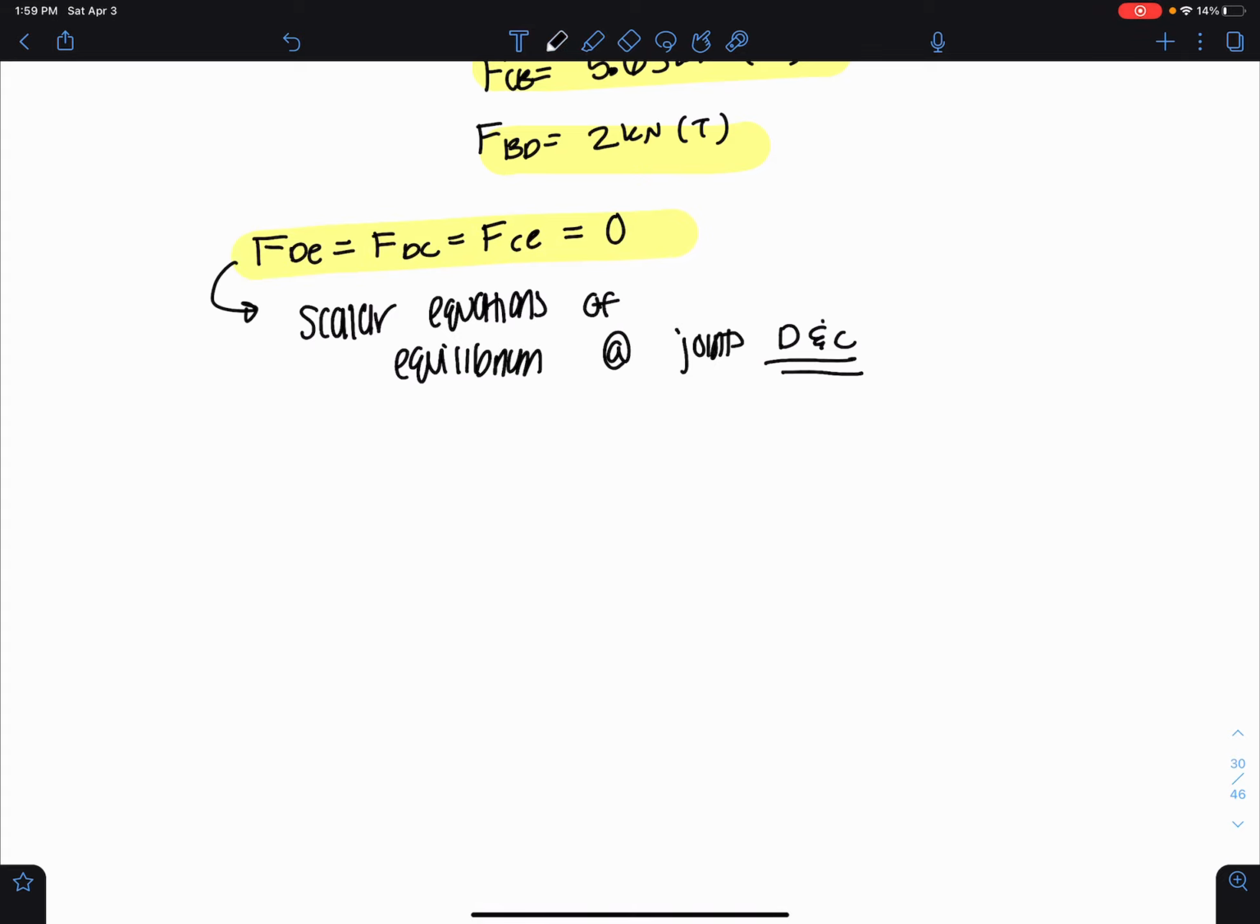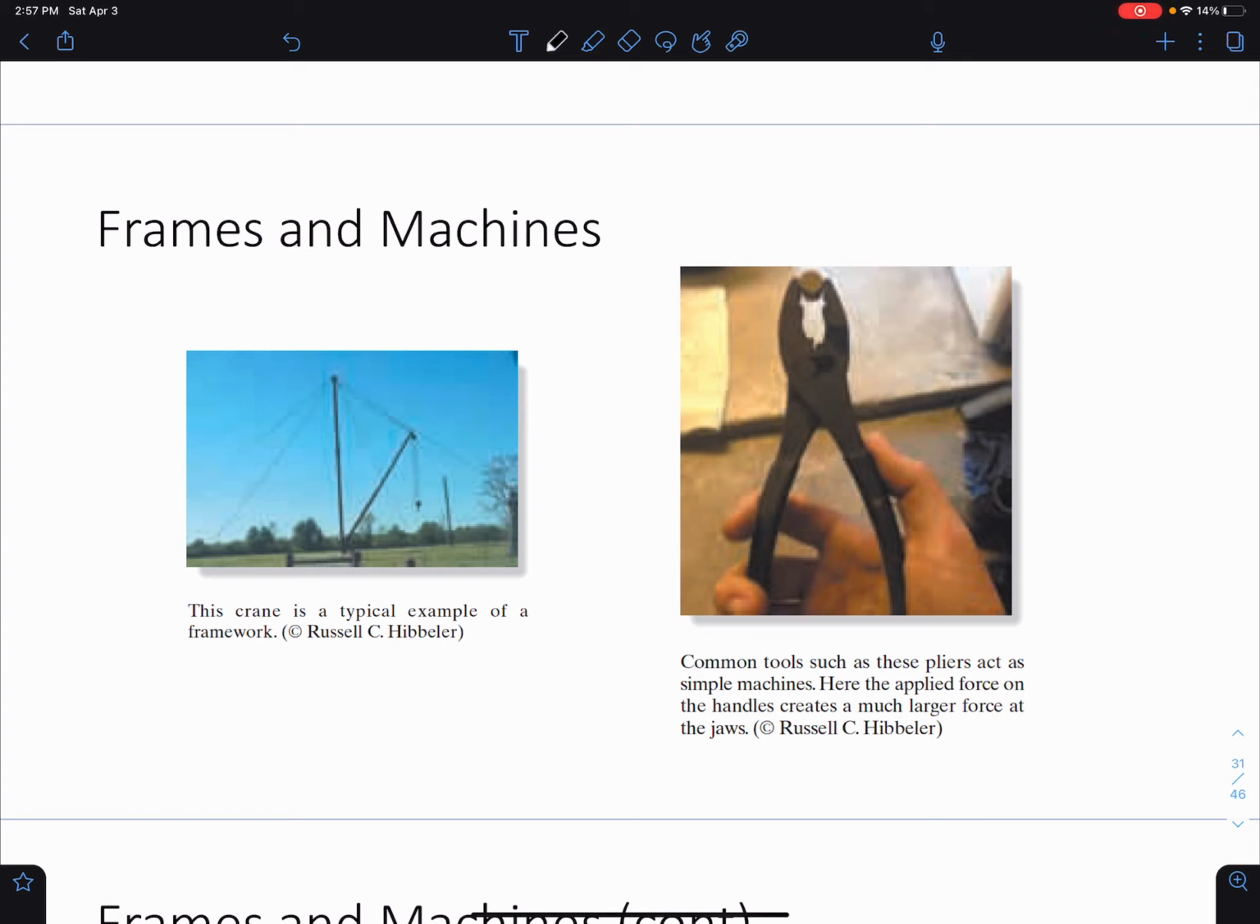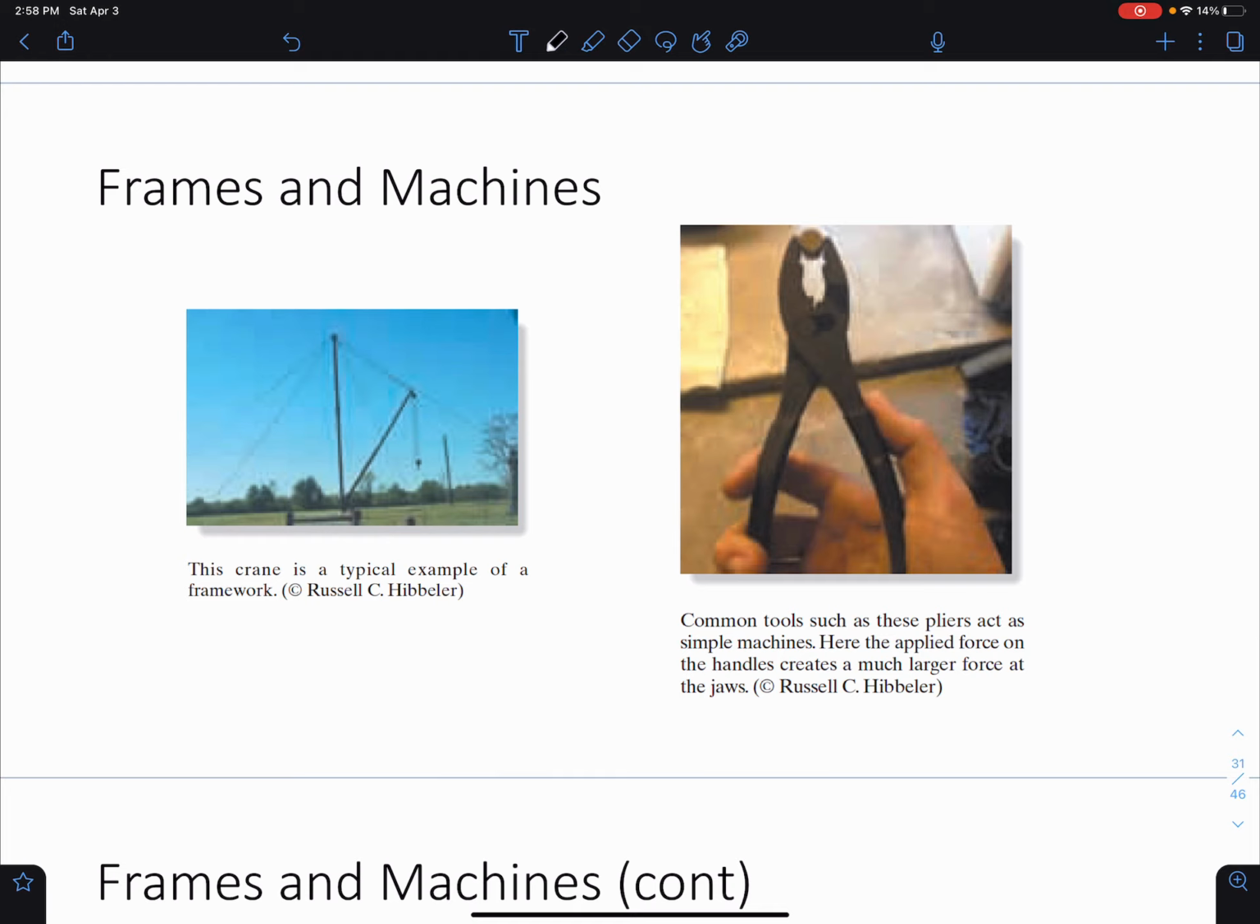Okay, so we're going to move on to discuss frames and machines now, and how we can apply some similar methods and concepts that we've been learning so far from trusses to analyze different types of structural systems. Okay, so two of those types of structural systems are frames and machines. So if you are a civil engineer, you'll be dealing more with frames, and if you're a mechanical engineer, you'll be dealing more with machines. But depending on the type of job you get in industry, you could be dealing with a combination of both of these things. So they're both very useful and very commonly seen in practice.